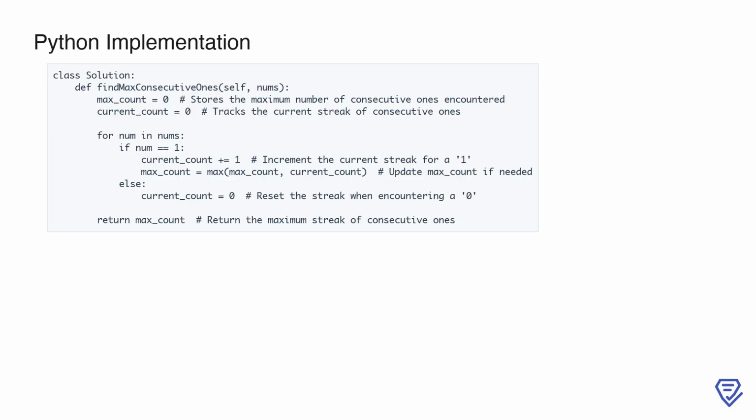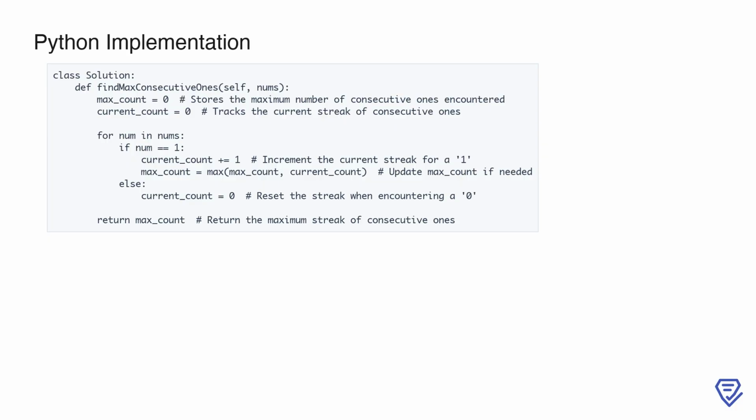Current_count tracks the count of the current streak of consecutive ones. 2. Iteration. The loop iterates through each element of the input list nums. If the element is 1, it increments the current_count by 1, representing an ongoing streak of consecutive ones. After updating current_count, it compares this value with max_count and updates max_count if the current streak is the longest seen so far. If the element is 0, the streak ends, and current_count is reset to 0.